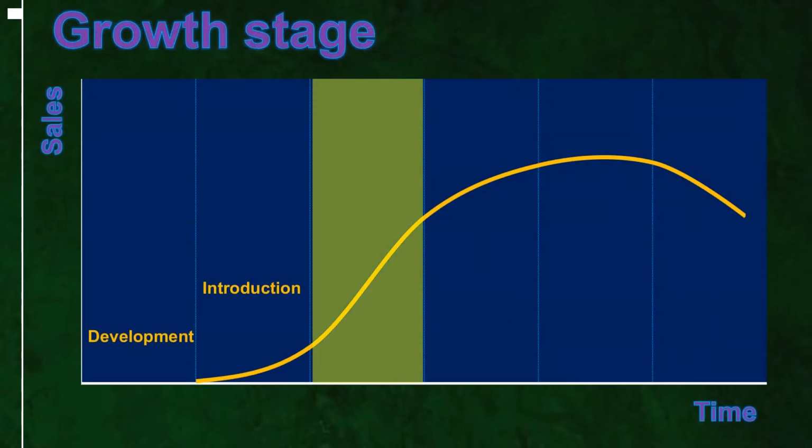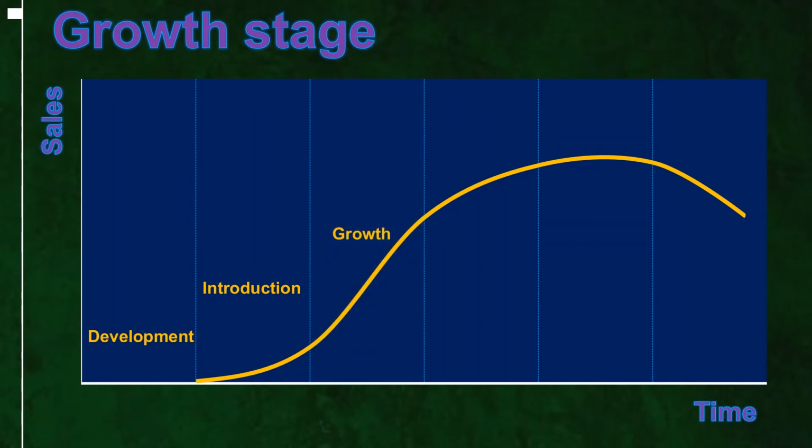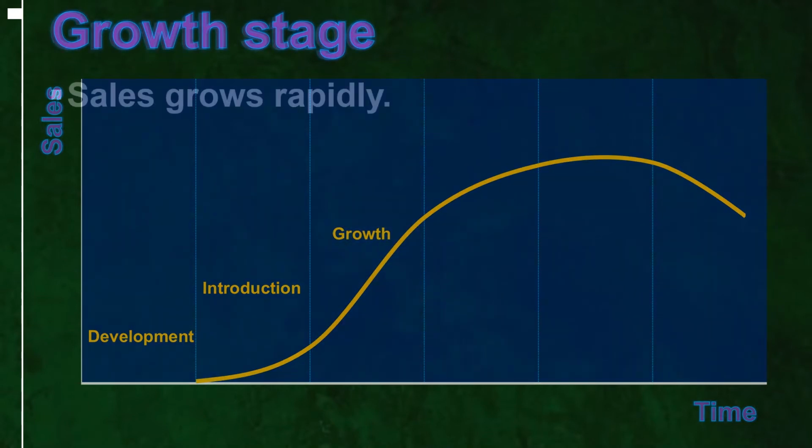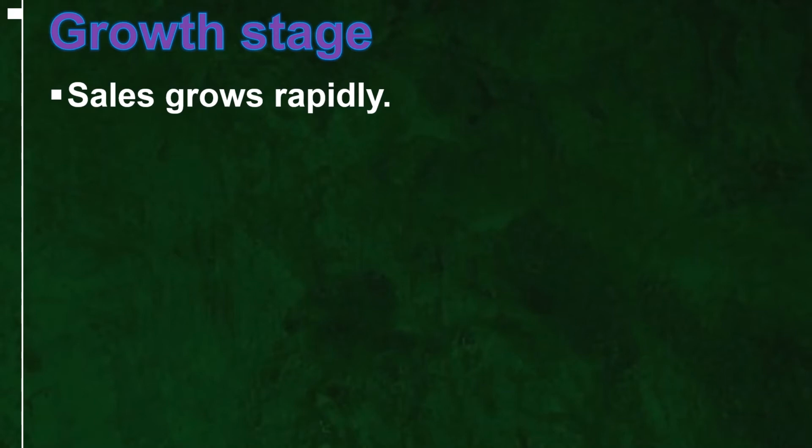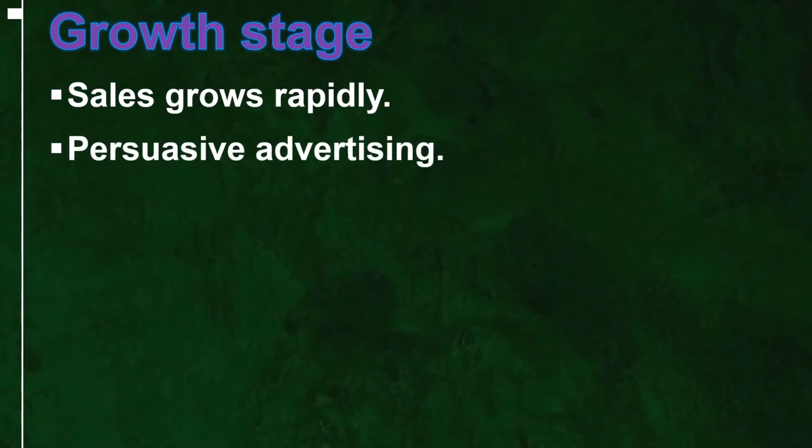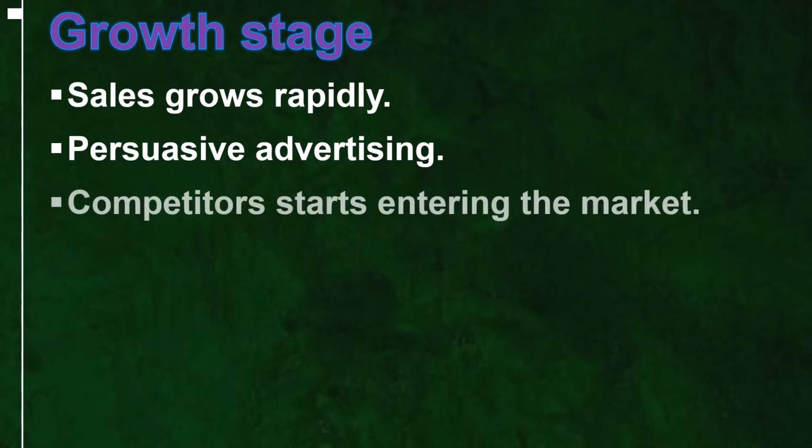The next stage of the product life cycle is growth. During this stage, sales start to build up and grow rapidly. Businesses start to use persuasive advertising just to encourage brand loyalty, as new competitors now enter the market and they try to take some of the customers. Business will start making profit as by this time development costs are covered.